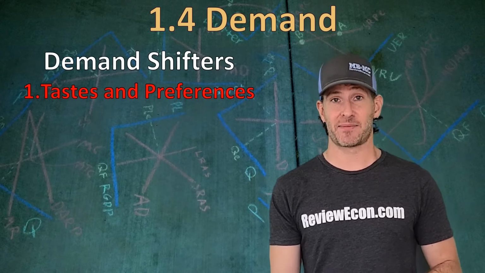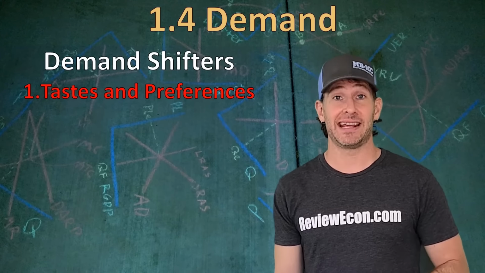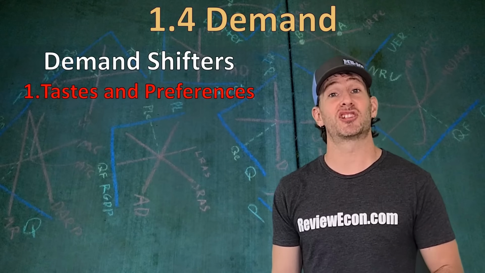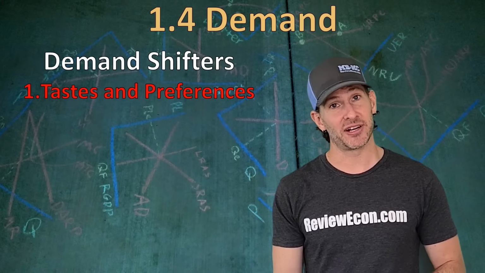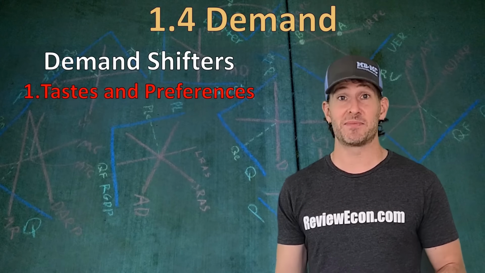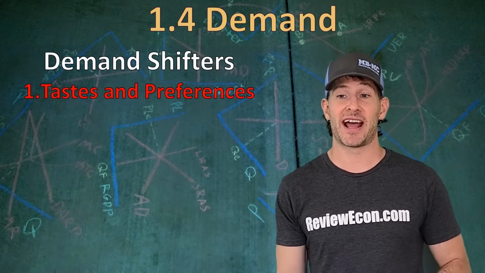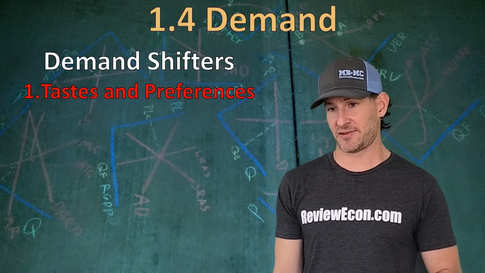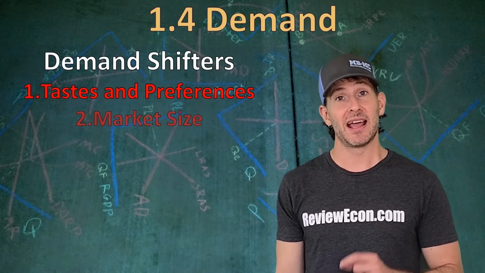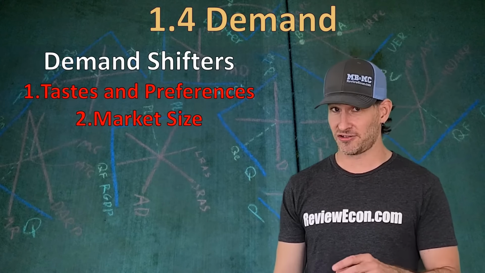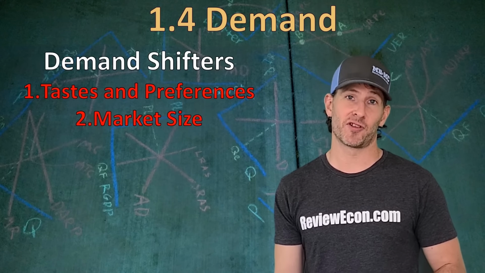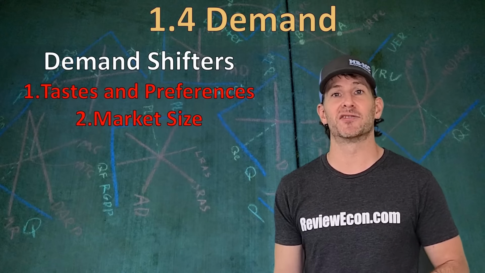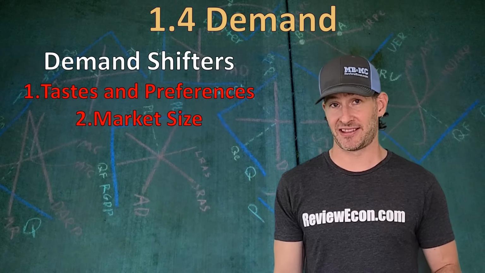First, we've got tastes and preferences. When there's an increase in consumer tastes, it will shift our demand curve to the right, increasing that demand. If there's a decrease in tastes and preferences, like something becomes unpopular or it falls out of fashion, that will cause a decrease in demand or a shift to the left. If there are more buyers, also called market size, that will cause an increase in the demand for a product. If there are fewer buyers available, that will cause a decrease in the demand.